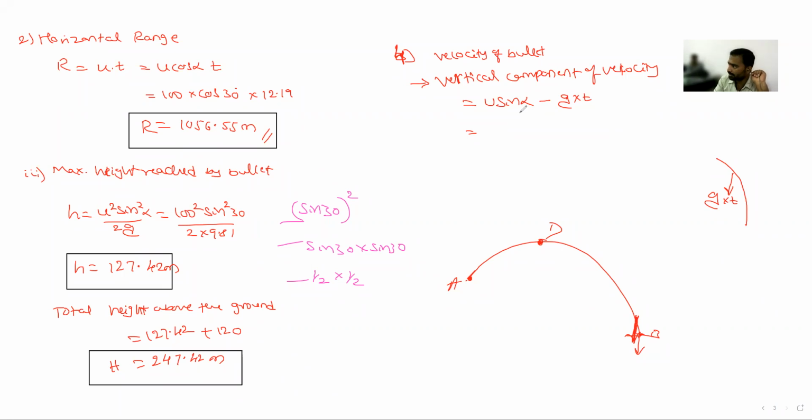So what is the u value? 100. Sin alpha. What is the alpha value? 30. Minus g, what is the g value? 9.81. What is your time? Time is equal to how much? 12.2, or 12.19. So calculate how much you will get. Vertical velocity.